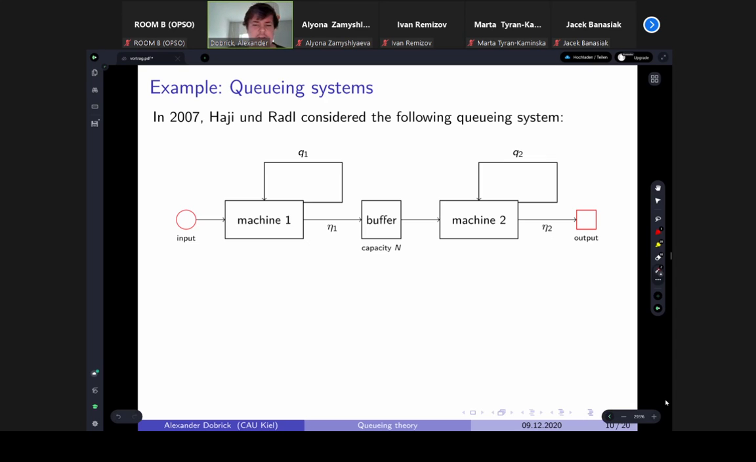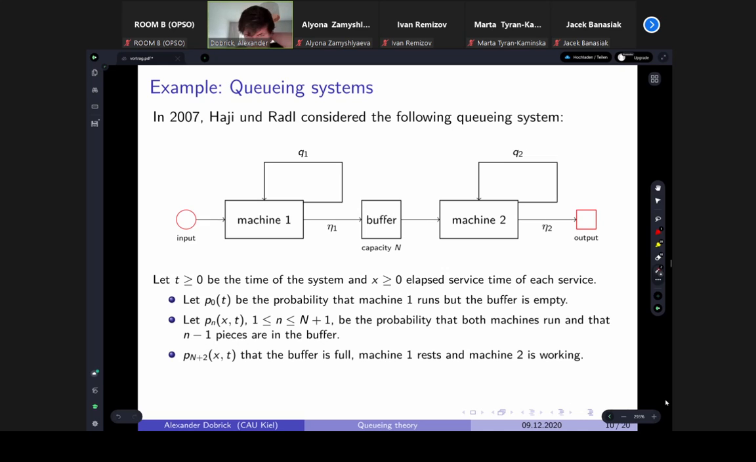And this buffer has a fixed capacity, namely N. And the second machine takes the objects from that buffer and works on them. And with a probability of eta 2, it outputs the material, and with a probability of Q2, it goes back into the same machine and gets redone. And what is important is if this buffer is full for some reason, maybe machine 1 produced much more than machine 2 could produce in the same time span, then machine 1 stops producing and waits until the buffer is not full again.